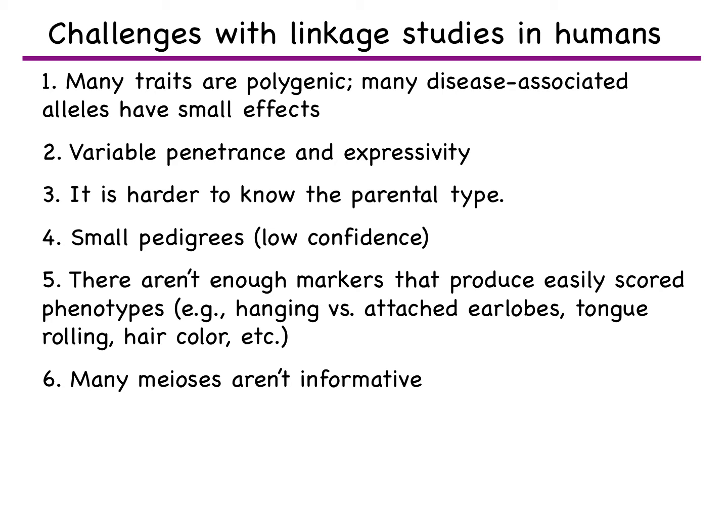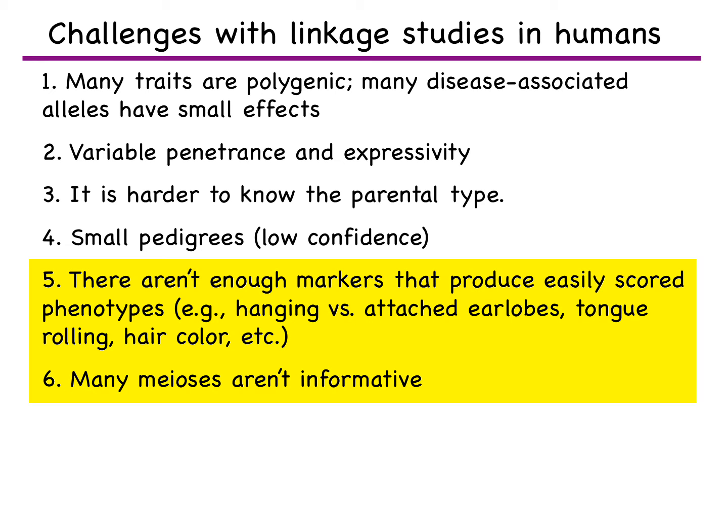So again, the two things I plan to talk about in today's lecture are the last two, number 5 and number 6. There aren't enough markers to produce easily scored phenotypes, so we have to deal with that problem. I'll talk about the approach people have developed to deal with that problem. And then at the very end of the lecture, I'll talk about what an informative versus non-informative meiosis is.